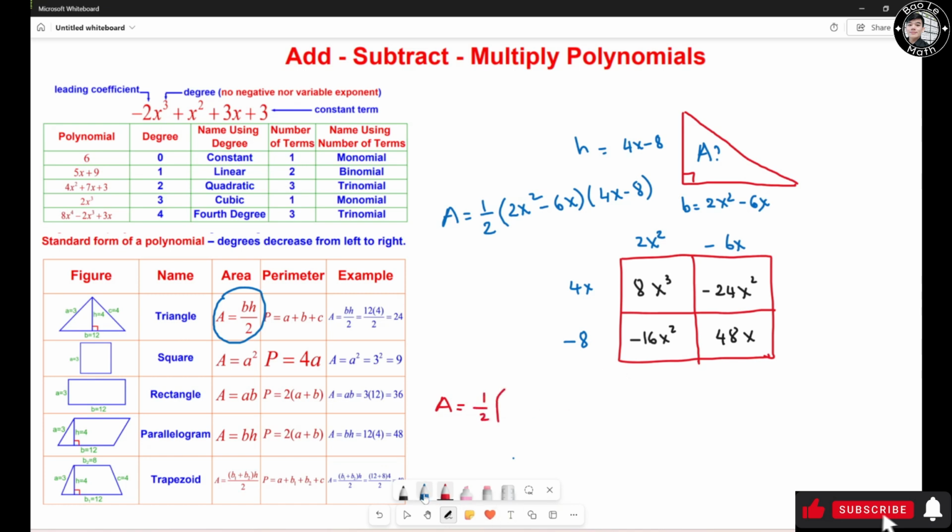Now combine this guy. This guy has no like term, so I just rewrite s cubed, right? Negative 24 and negative 16 s squared right here. They are like terms, right? So I need to add them up because they have the same sign right here. Negative 24, negative 16. When you add them up, it's going to be negative 40 s squared. And then the last one, plus 48s. Now I need to distribute 1/2, right?